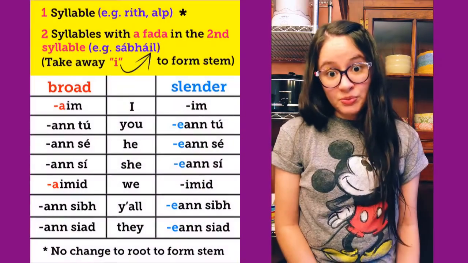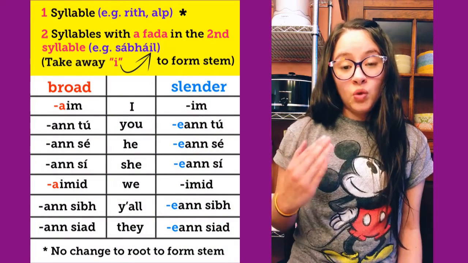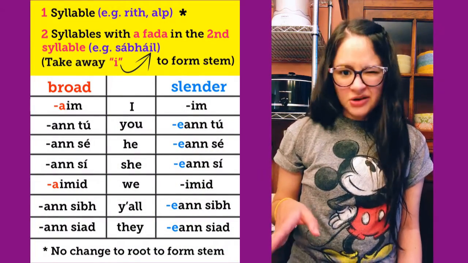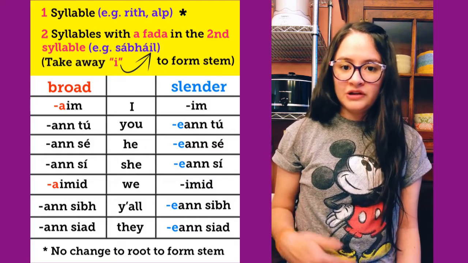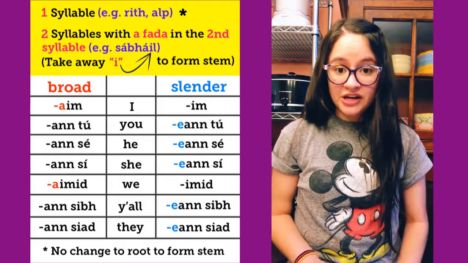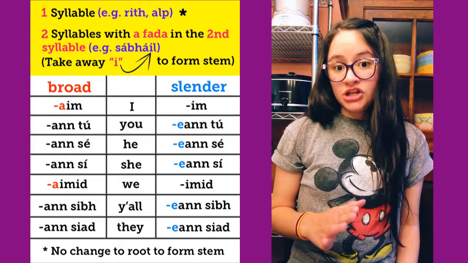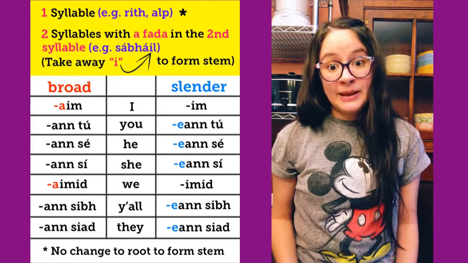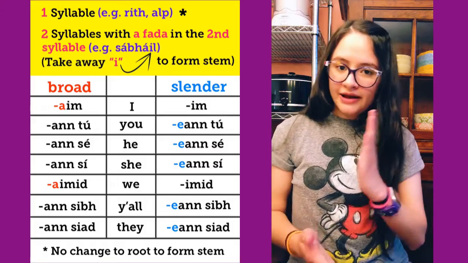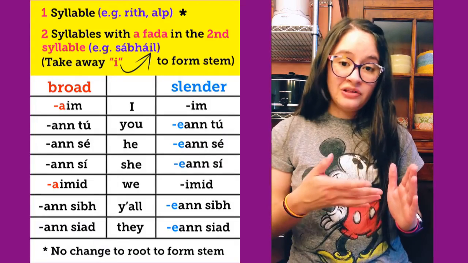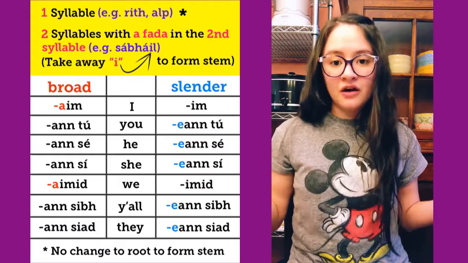The first subgroup included the basic one-syllable words that don't fall into any other category, like re and op. With those, there's no change from verb root to verb stem. So there's not like a transition phase. You just tack the suffix right onto it.